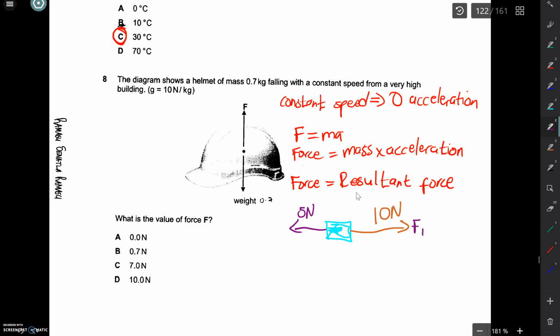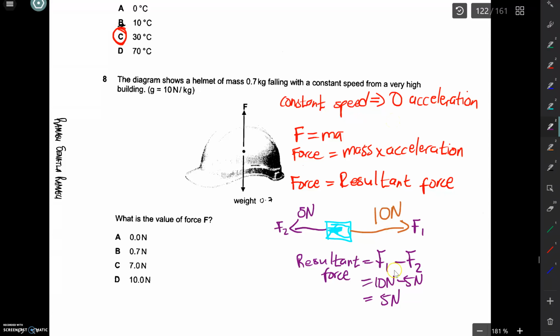Let's call these F1 and F2. The resultant force would be the difference between force 1 and force 2. So this would be 10 newtons minus 5 newtons, giving you 5 newtons. Because this force is bigger, the object will move in the direction of F1.